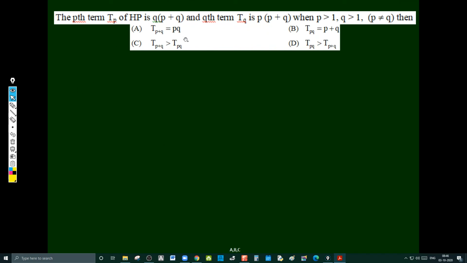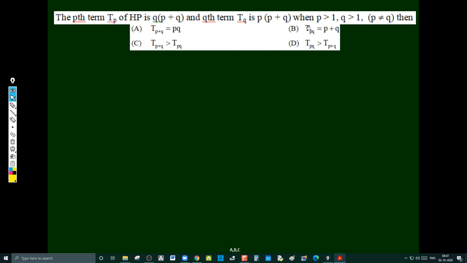The pth term Tp of an HP is q into (p plus q), and the qth term Tq is p into (p plus q). When p greater than 1, q greater than 1, p not equal to q, then T(p+q) is equal to pq, T(pq) is equal to p plus q, T(p+q) greater than T(pq), T(pq) greater than T(p+q).